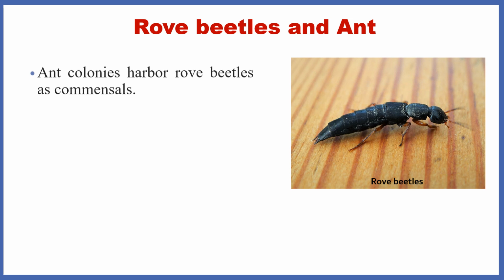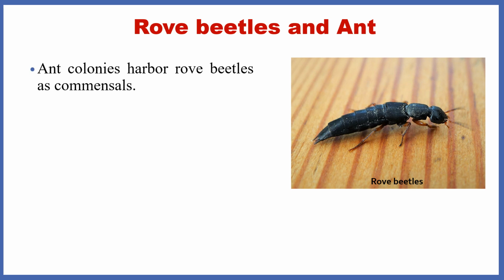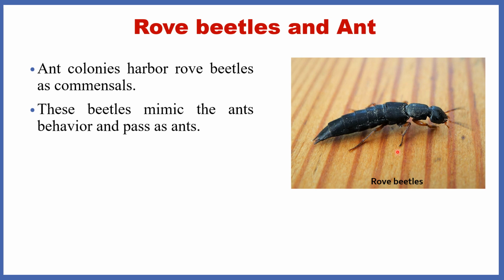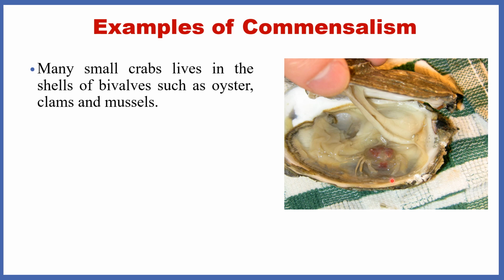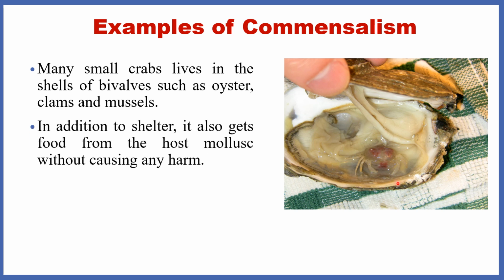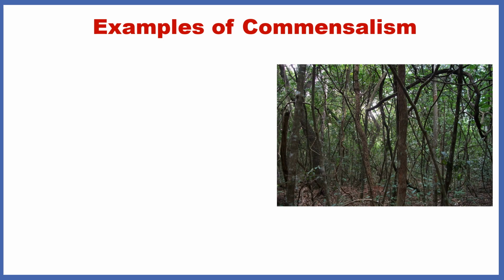Next example is rove beetles and ants. Ant colonies harbor rove beetles as commensals. This beetle mimics the ant's behavior and passes as an ant, and therefore they eat detritus and dead ants. Many small crabs live in the shells of bivalves such as oysters, clams, and mussels. In addition to shelter, they get food from the host mollusks without causing any harm.